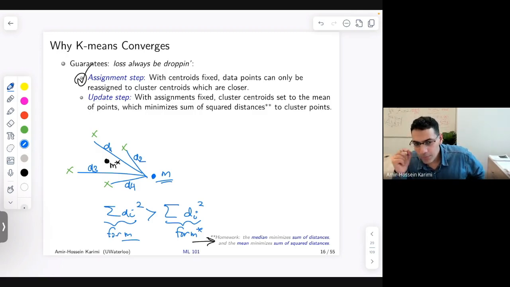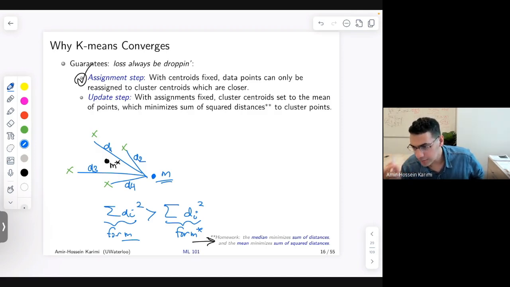So the mean point minimizes the sum of distances squared from all points in a cluster assigned to that mean. And similarly, the median point minimizes sum of distances, but not sum of distances squared. Okay, so back to the argument then.